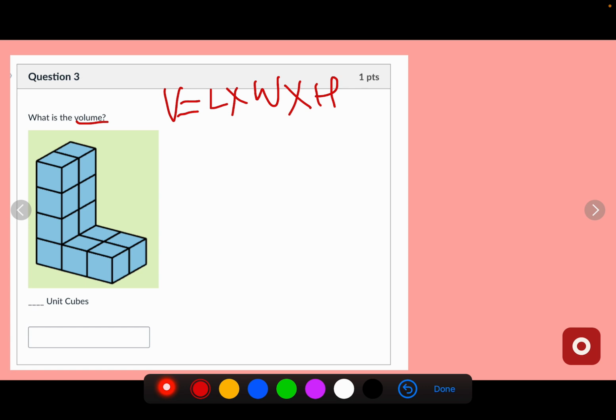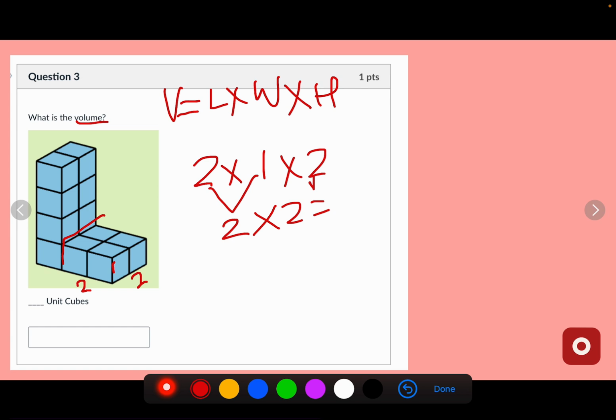So the way I would do this is I would do this and then the other part. So for the first part, you could say you go over 2. Just going up 1 because there's only one box here. 1. And then back 2. So put this in a formula. We'd say 2 times 1 times 2. Well, 2 times 1 is 2. 2 times 2 equals 4. Also, if you look at this, because it is a model, you can just count them. This is 1, 2, 3, 4.